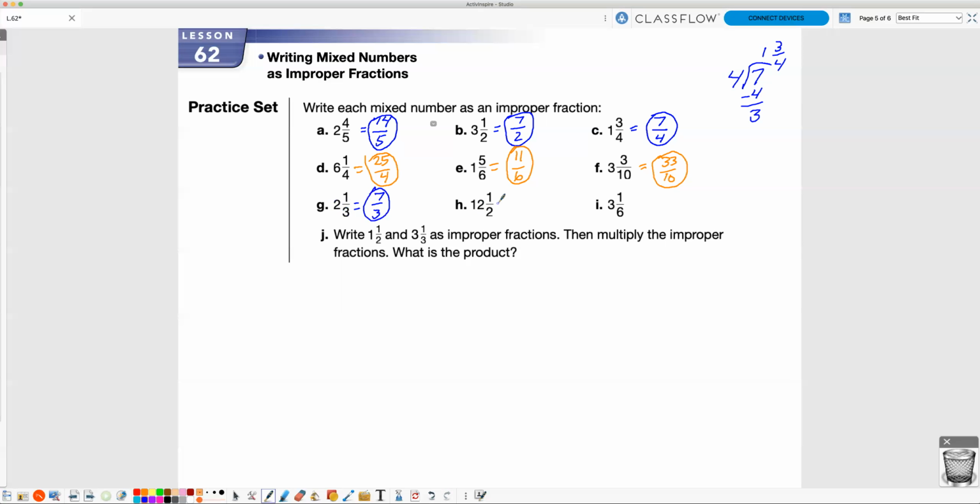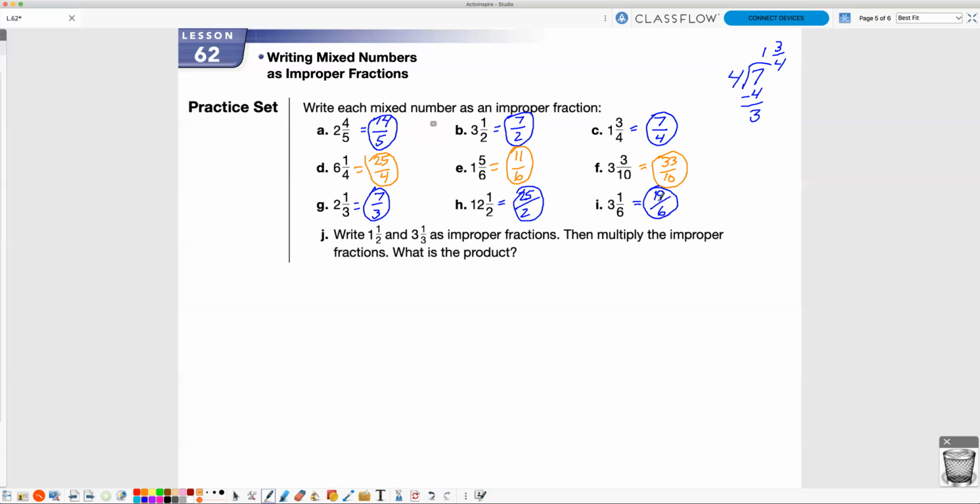12 1/2. This would be 2 times 12, which is 24, plus 1 makes 25. And the denominator is a 2. So it's already a 2 there. Letter I, 3 1/6. This would be 3 times 6, which is 18. 18 plus 1 makes 19, and the denominator is a 6 because it's already there.